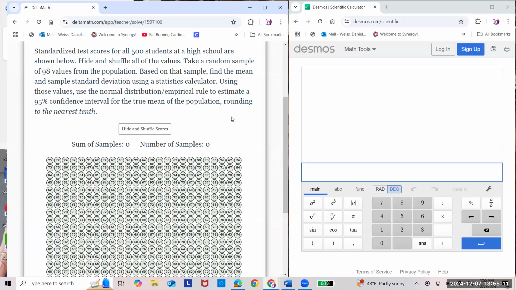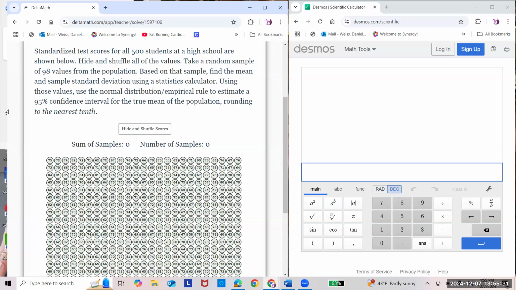Now, first of all, remember the normal distribution empirical rule. That means one standard deviation is 68%. Two standard deviations is 95%. Three standard deviations is 99.7%.